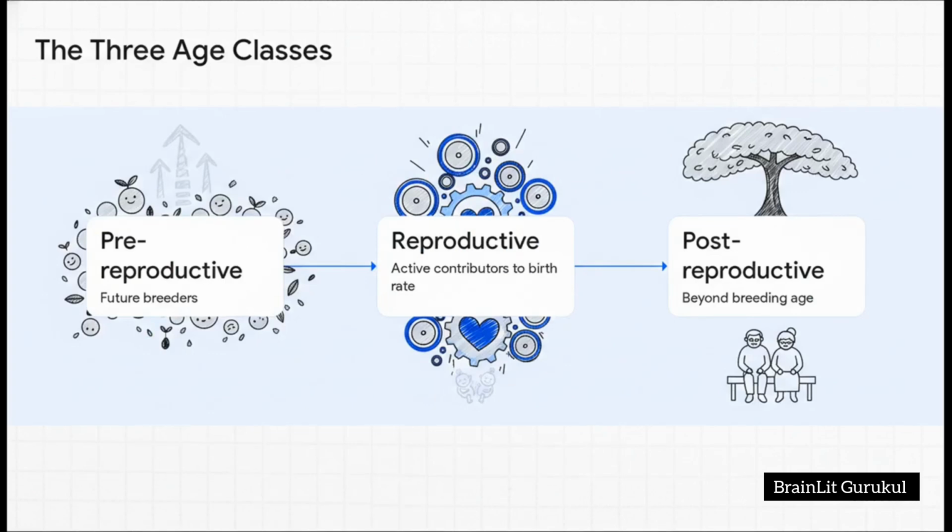And to really get a handle on this, we divide any population into three crucial groups. First up, you've got your pre-reproductive individuals. Think of them as the population's future. They're the ones who are going to be breeding down the line. Then you have the reproductive group. These guys are the engine of the population, right? They're the ones actively contributing to the birth rate right now. And finally, the post-reproductive class. Pretty self-explanatory, they're past their breeding age. It's the balance, or sometimes the imbalance, between these three groups that tells us so much.